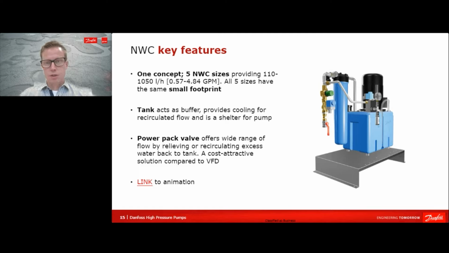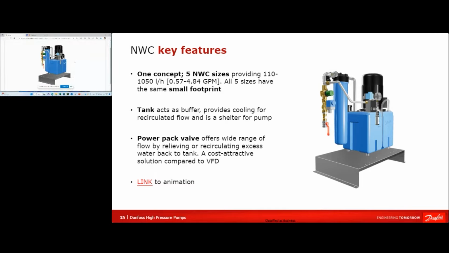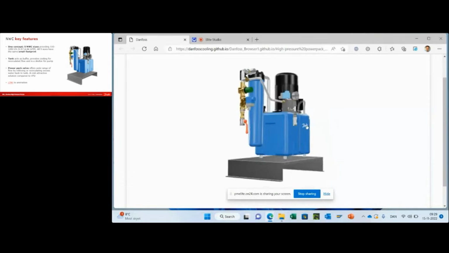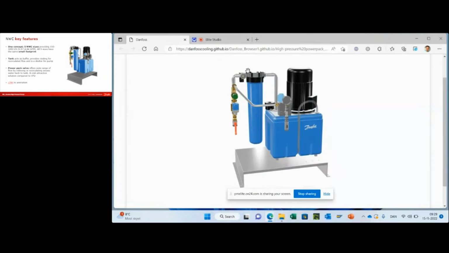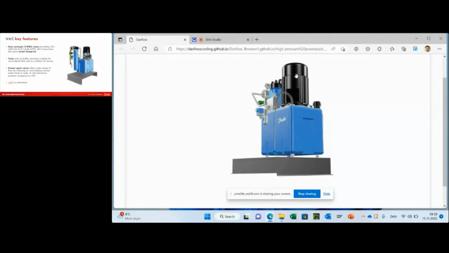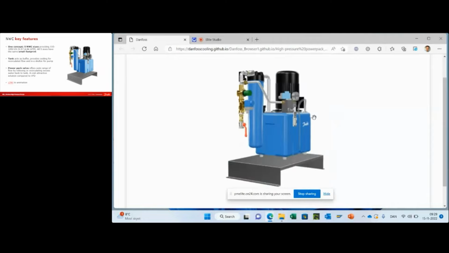Right, I will just share my screen because I want to show you this 3D animation that we've made of the unit. You can also find that yourself under the additional information that we have provided to you, so you can have a closer look on the unit here. So we have our filters installed to make sure that the water has the right quality before it enters the tank. We have, as mentioned, the pump sitting inside the tank. We have the motor sitting here. I don't know if you can see my mouse. That's good. We have the power pack valve here to recirculate any excess flow.